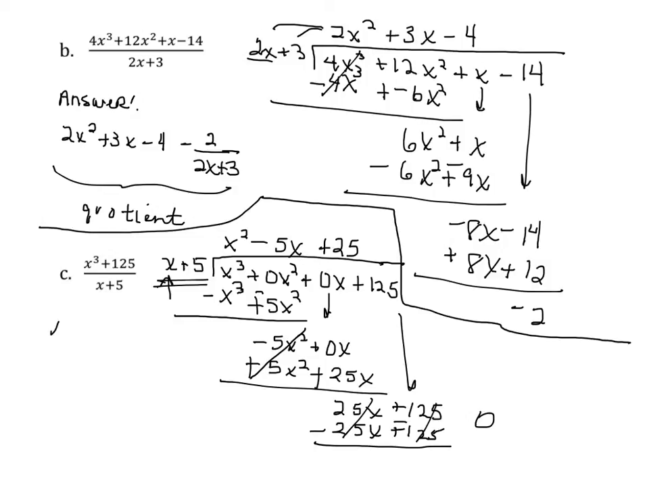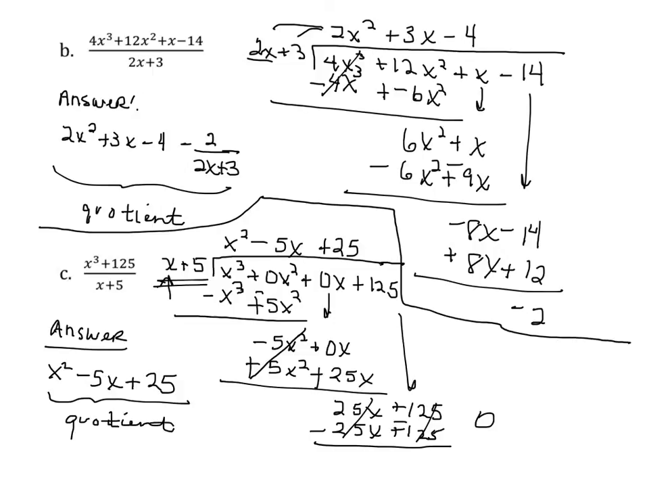So what's my final answer? x squared minus 5x plus 25. My answer is called the quotient. Now you guys are able to do the lesson associated with this little mini lecture. Go for it.